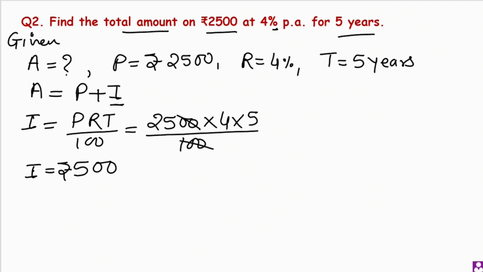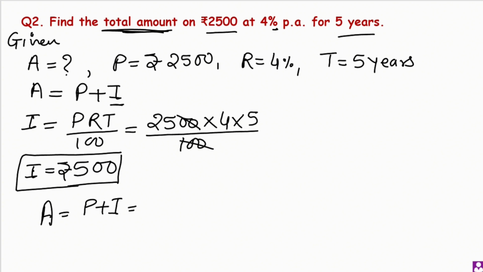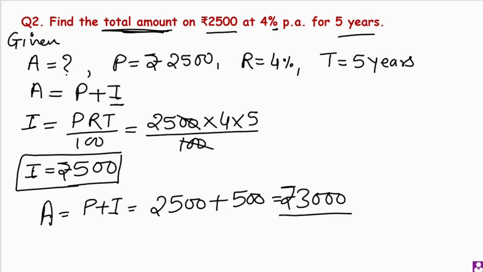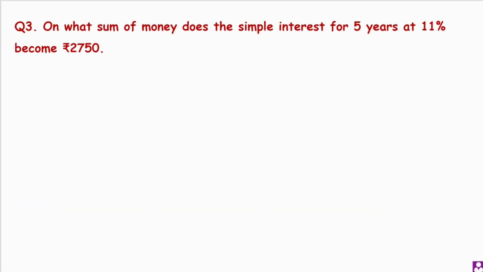This much amount is the interest which one has to pay extra. But we are supposed to calculate total amount which is A. And A is equals to P plus I. So P is what? 2,500 plus 500 which is equals to 3,000 rupees. So the person has to pay 3,000 rupees after 5 years. So here I have taken the third problem. On what sum of money does the simple interest for 5 years at 11% become rupees 2,750?